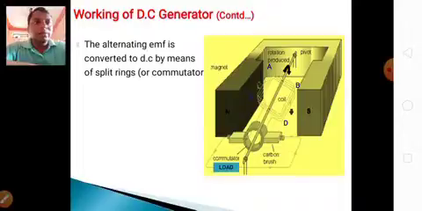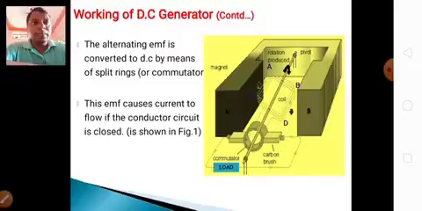The alternating EMF is converted into DC by means of split rings. Later we will discuss the commutator. Commutator means which converts one direction to another direction, that is, AC to DC. The commutator makes current unidirectional. That means AC current is converted into DC. This EMF causes current to flow. The conductor circuit is closed, the load is connected, the circuit is closed, and the coil is rotating.